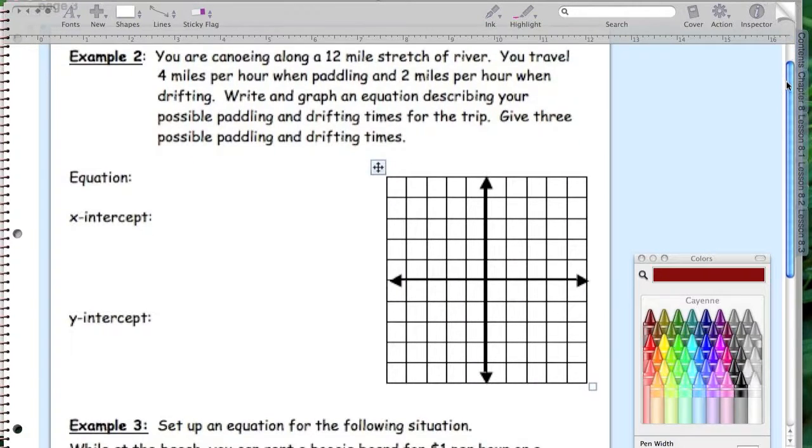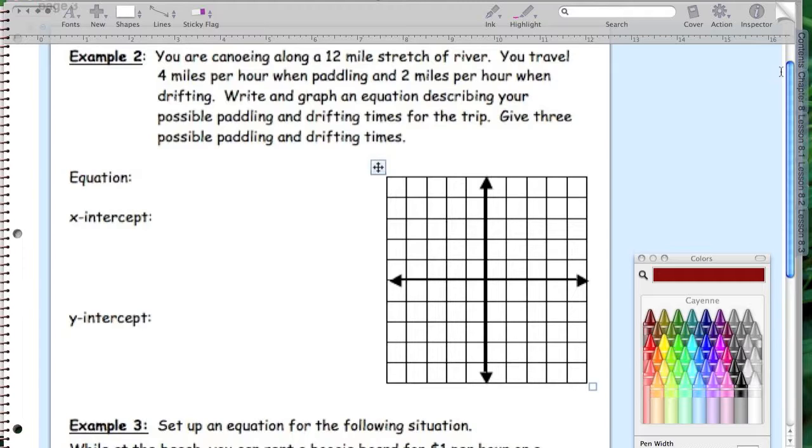All right, one page more to go over. And this is where it all comes together. In example 2, we're going to look at a word problem and set up an equation. It says, you're canoeing along a 12-mile stretch of river. You travel 4 miles per hour when paddling and 2 miles per hour when drifting. Write and graph an equation describing your possible paddling and drifting times for the trip, and give 3 possible paddling and drifting times.